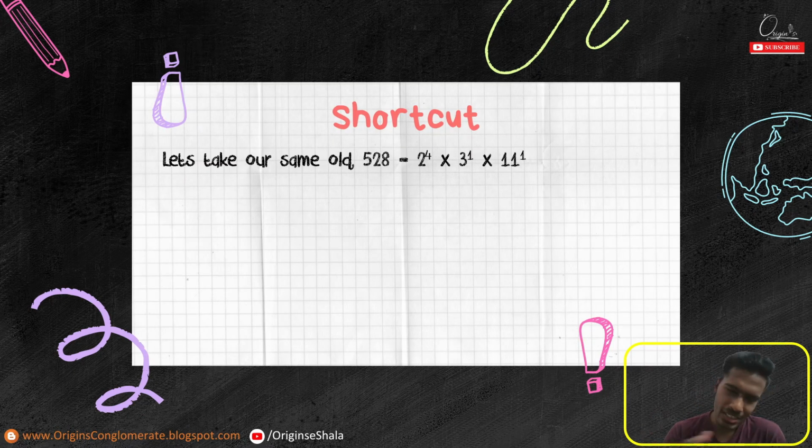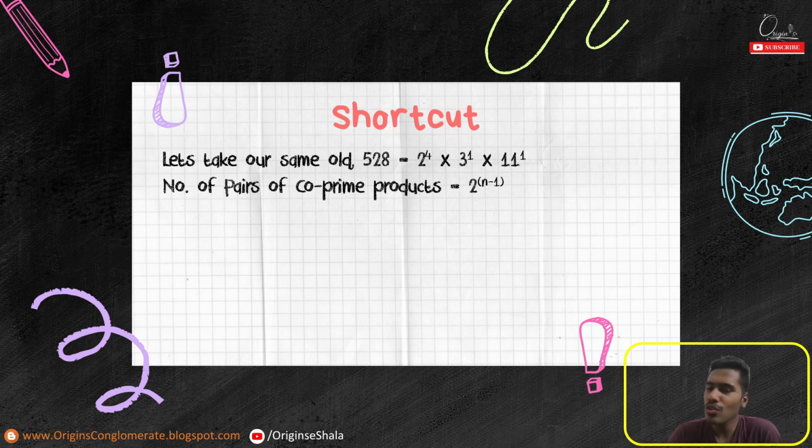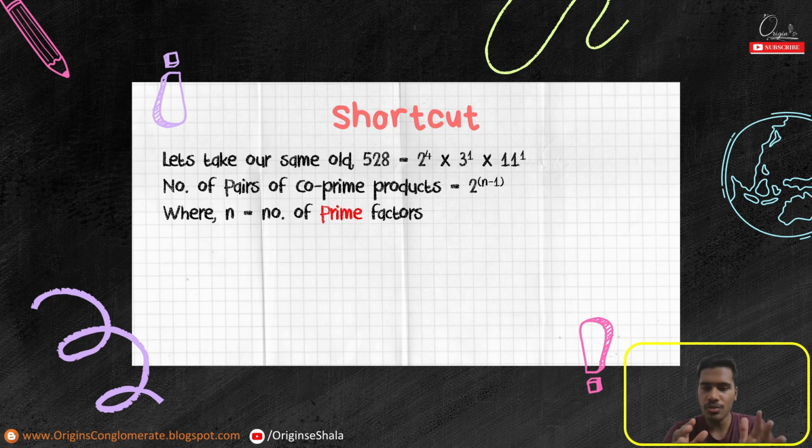So now it's time for our old new number to shine again, 528 as usual. If you guys didn't notice, the number of coprime pairs, we can write it like this: 2 raised to n minus 1. Now this n is the number of prime factors that you see in this factorization, because these are giving the permutation and combination of them being coprime to each other. If you take 1 as prime, whatever is left would be coprime to the prime number itself. This is a smart permutation combination that we have applied here.